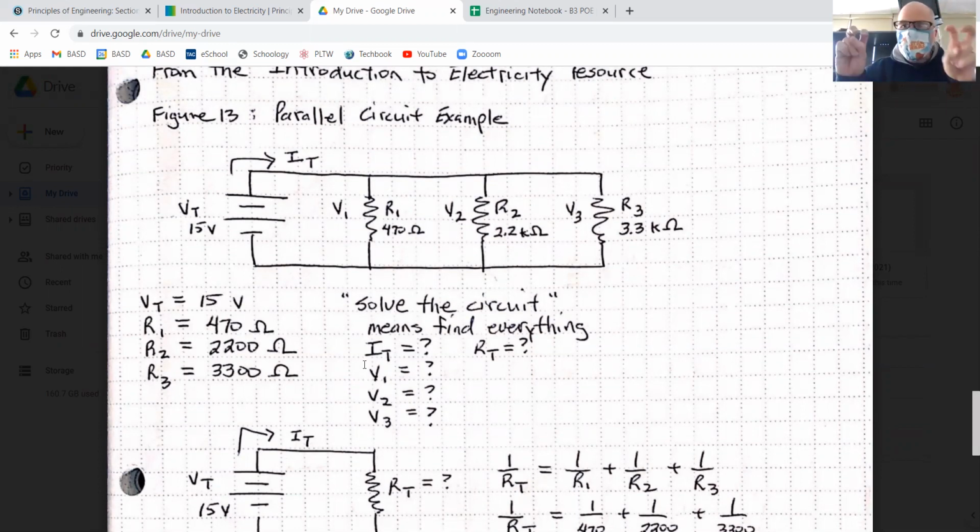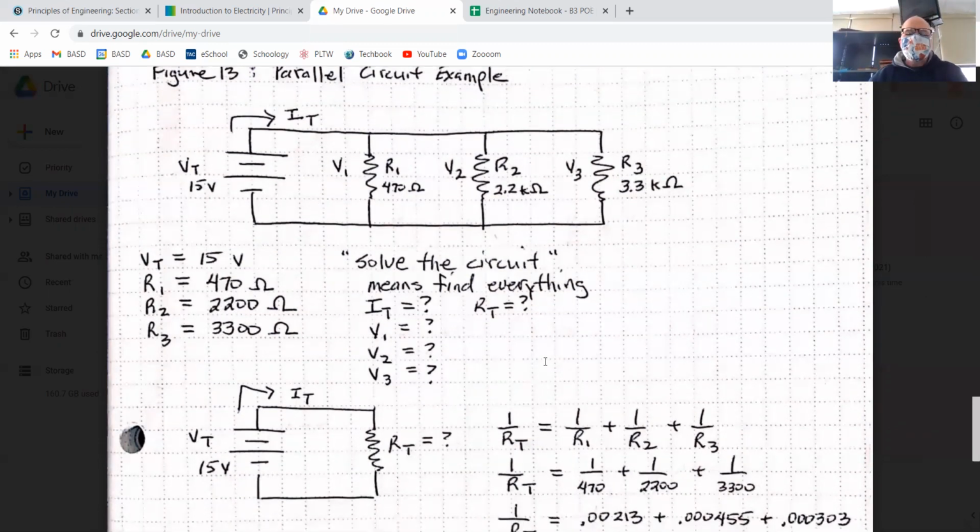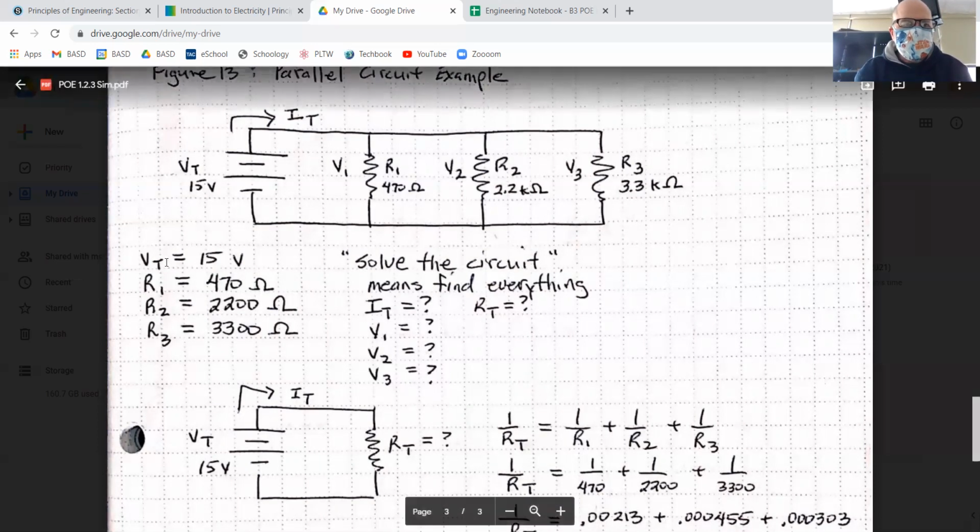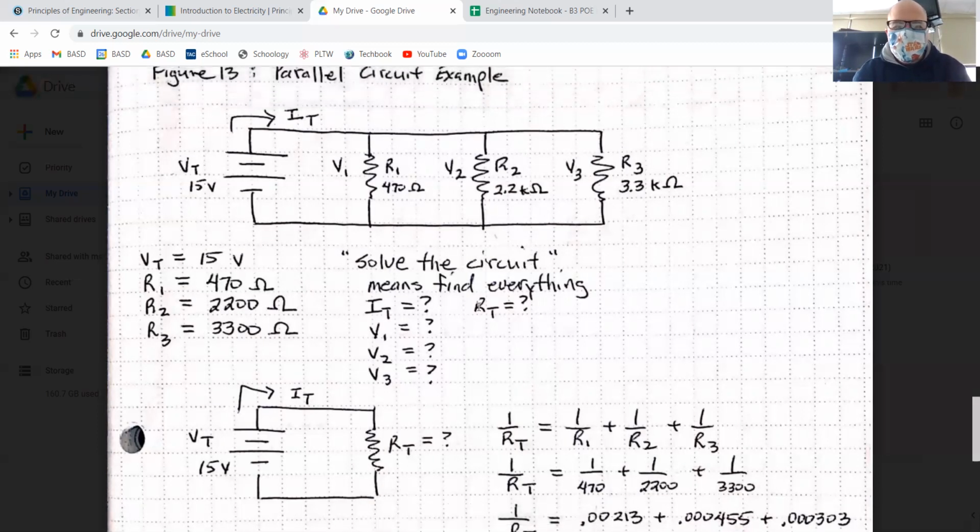And so whenever you are solving a circuit, I'm air quoting right now, it means that you find everything in the circuit. So it's not like, oh, just find the total resistance. That's one small part. Solving the circuit means find everything. And when I'm looking at this, I see that the voltage and 3 resistances were given, but I noticed that the total current was not given, and the 3 voltages at each resistor were not given. And then the total resistance of the whole thing was not given.